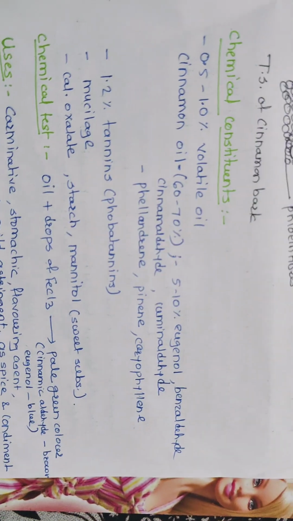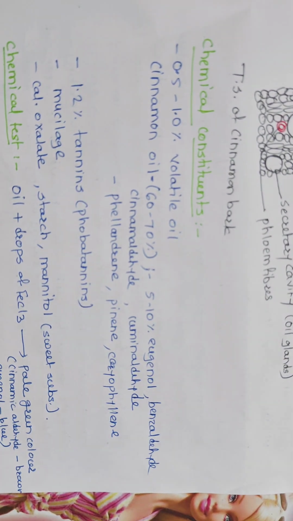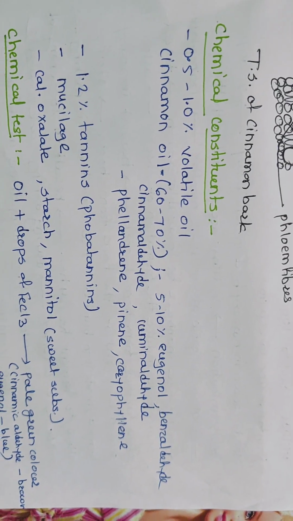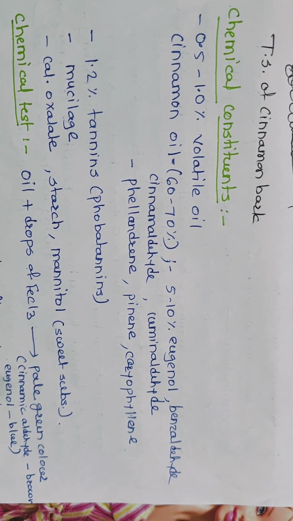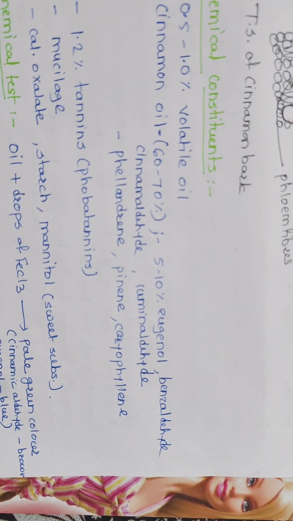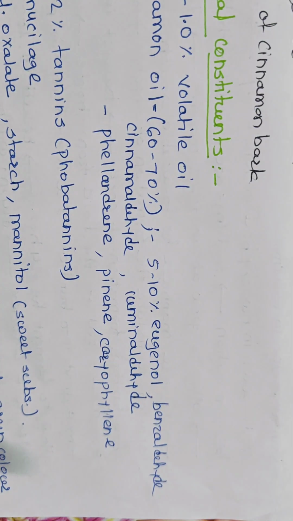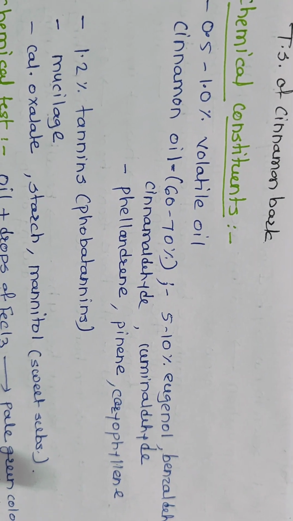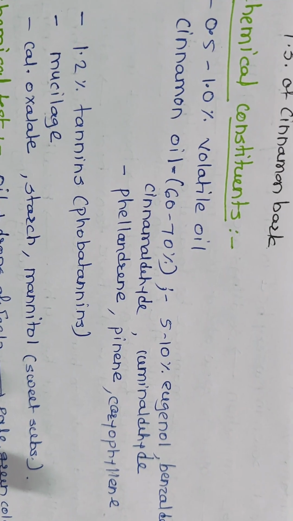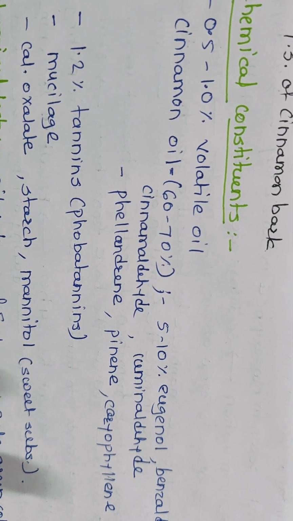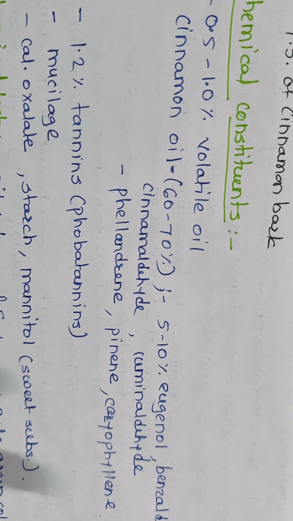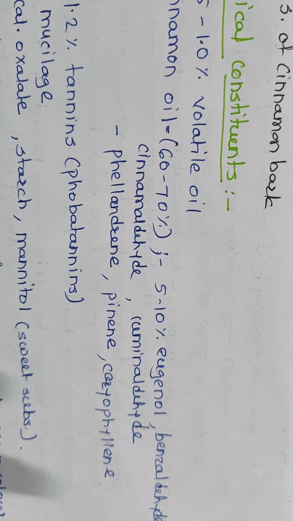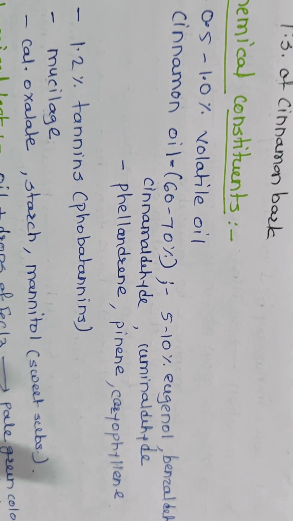Then next are the chemical constituents. It contains 0.5 to 1% volatile oil. Cinnamon oil contains 60 to 70% cinnamic aldehyde, 5 to 10% eugenol, benzaldehyde, cumin aldehyde, phellandrene, pinene and caryophyllene; these are the other terpenes. Other than the volatile oil, it contains 1 to 2% tannins, mostly phlobatannins, which is why the bark shows a red color. Then it contains mucilage, calcium oxalate, starch and mannitol. Mannitol is a sweet substance, and the sweet taste of this drug is due to mannitol. So this is about the chemical constituents.